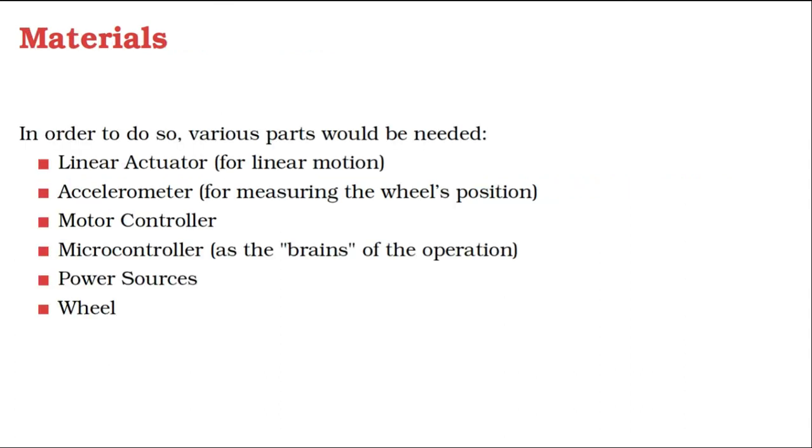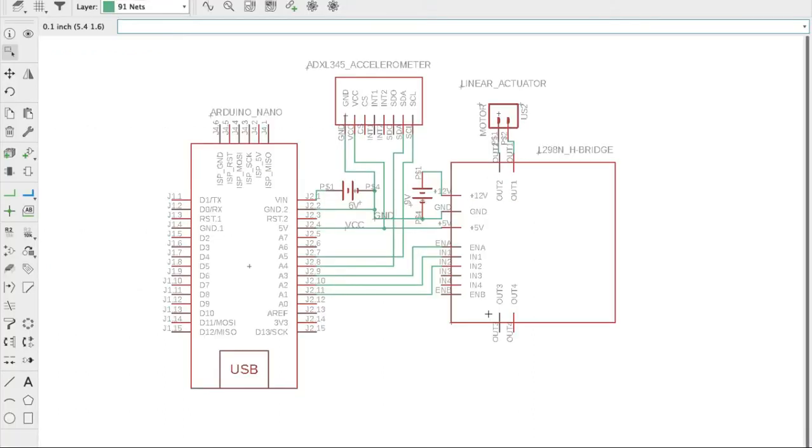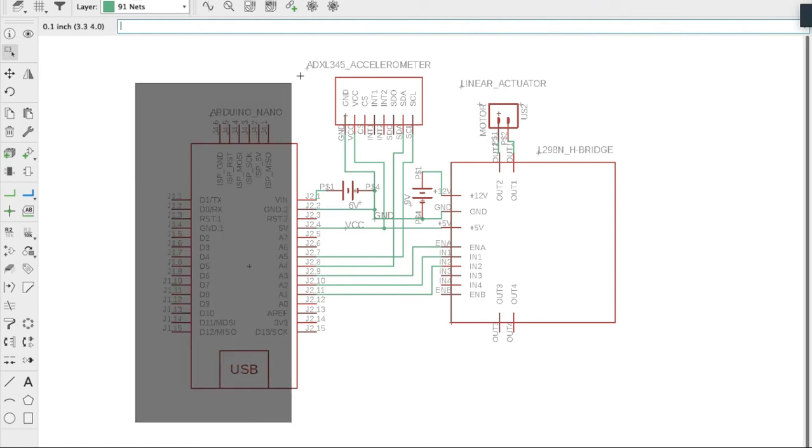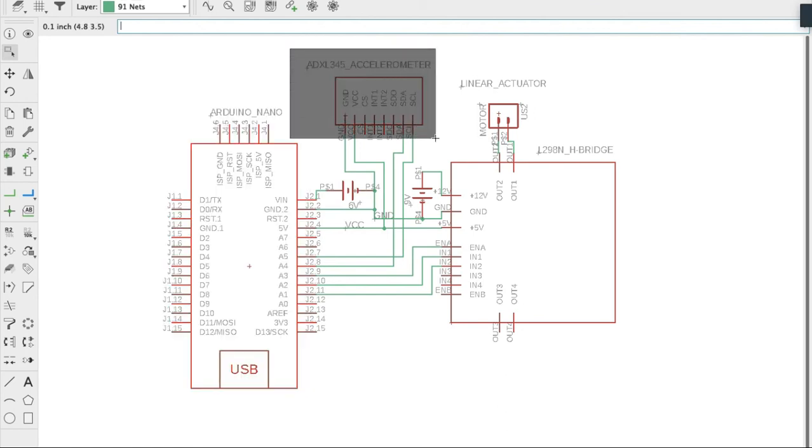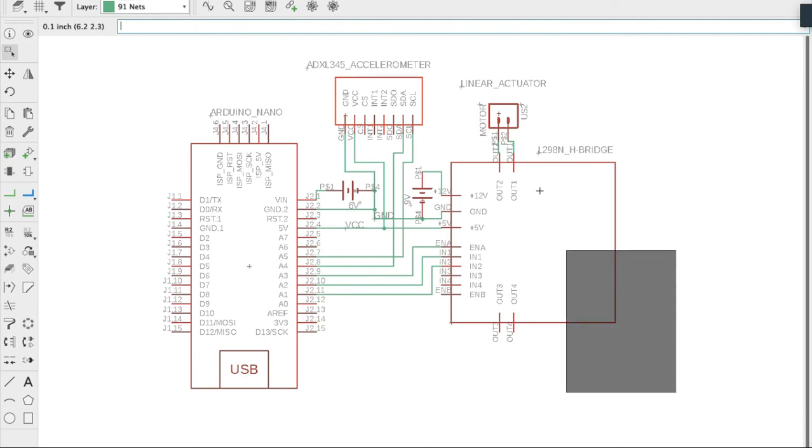To do so, various parts were needed, including a linear actuator and some way to control it, an accelerometer, a microcontroller, power sources, and an actual wheel that could hold all of these components. The first step in the wheel design was its circuit, consisting of an Arduino Nano, ADXL345 accelerometer, L298N H-bridge, dual 6V and 9V power supplies, and a motor needed for the construction of the linear actuator.